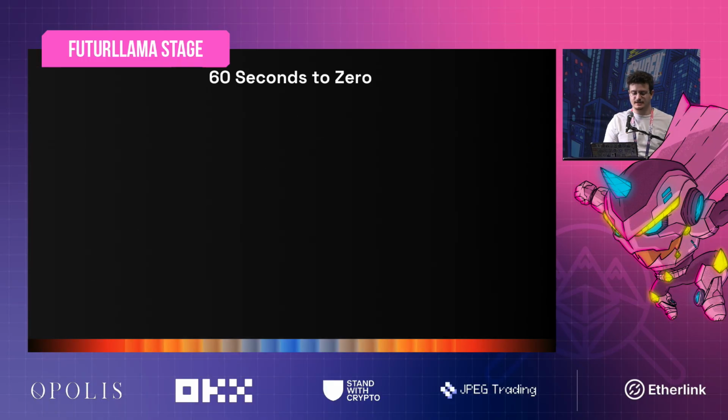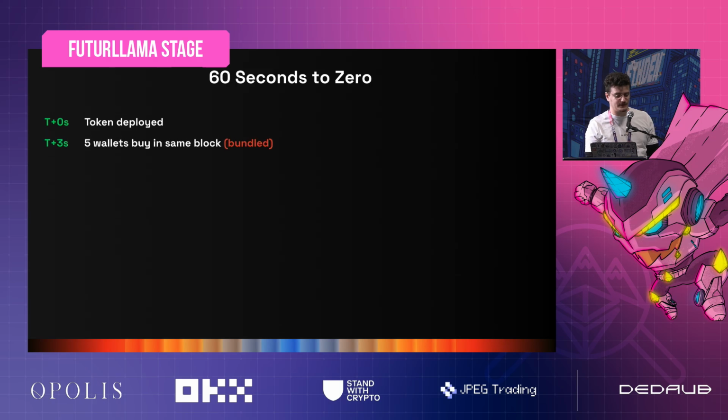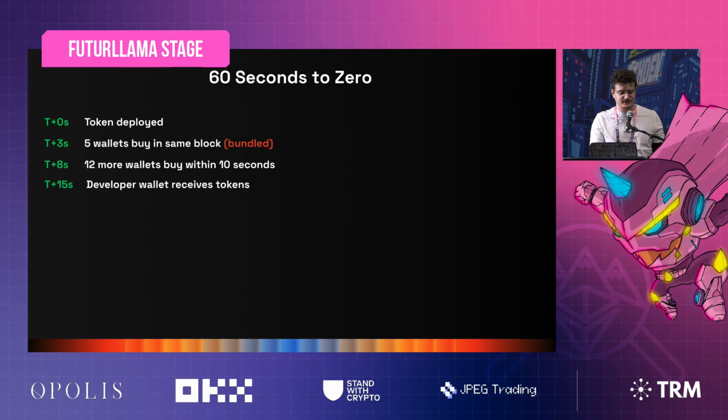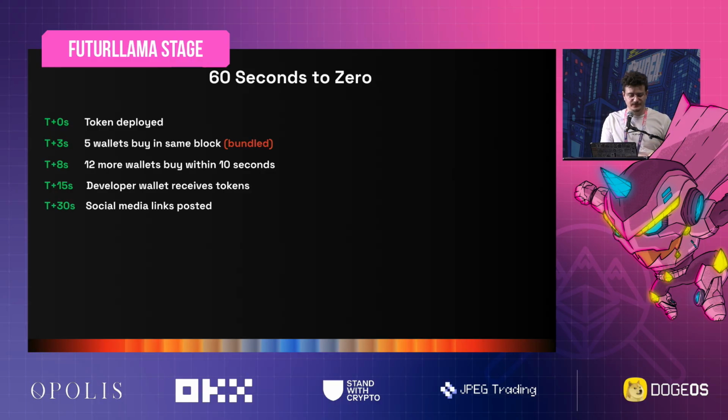First, let me introduce how a token can be launched. The first 60 seconds: at T+0, the token is deployed. At T+3, you get 5 wallets buying in the same block after the token has been launched. 8 seconds later, 12 more come and buy it. The ones before are bundlers. The next ones, as you will see here, are snipers. And now the developer wallet mints to his wallets.